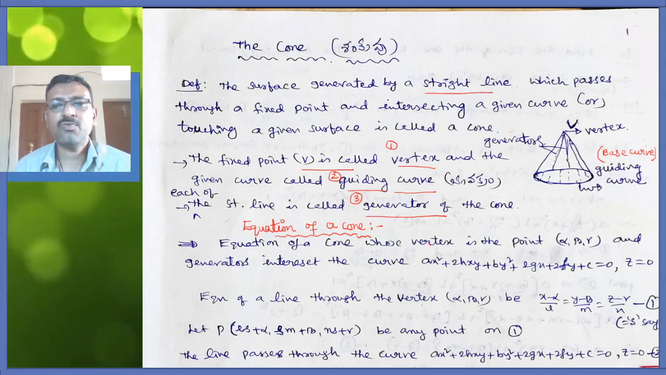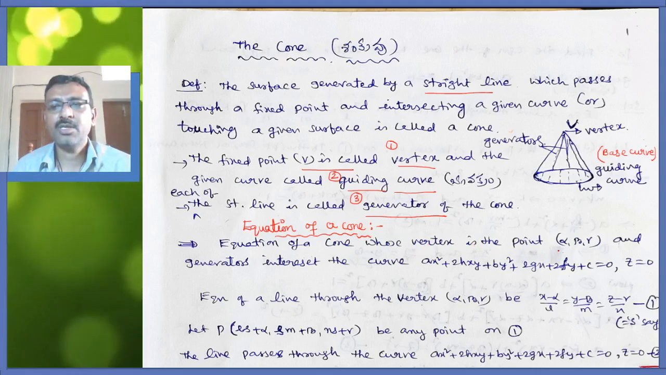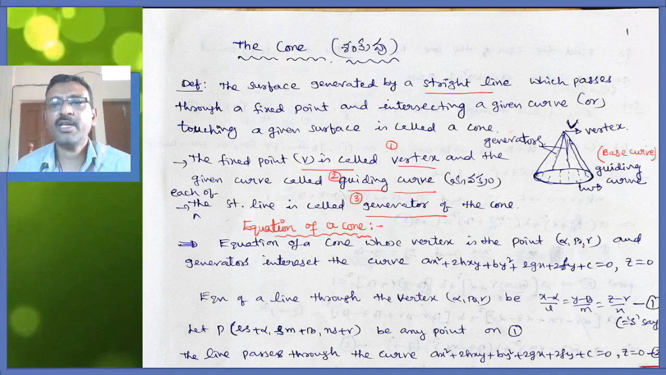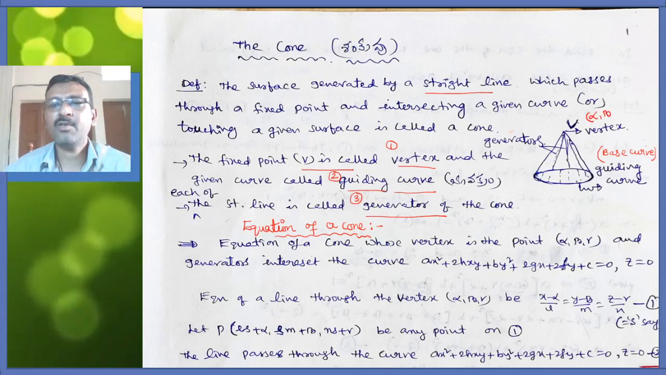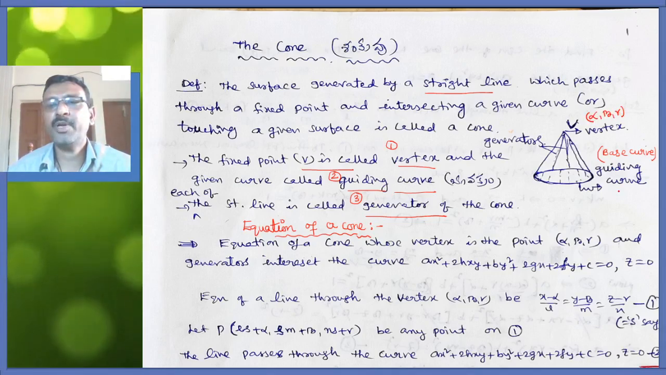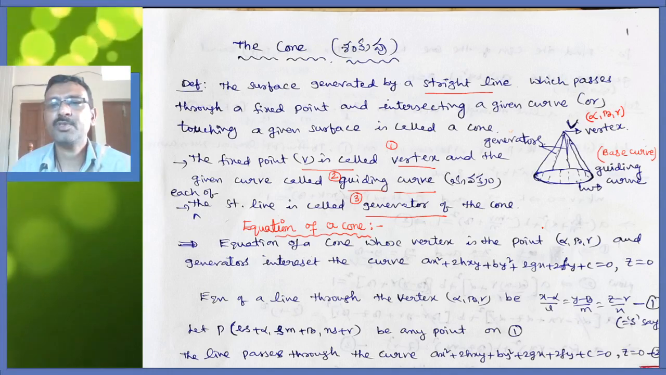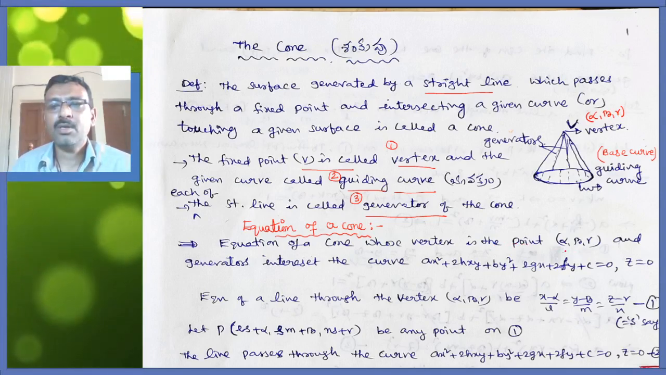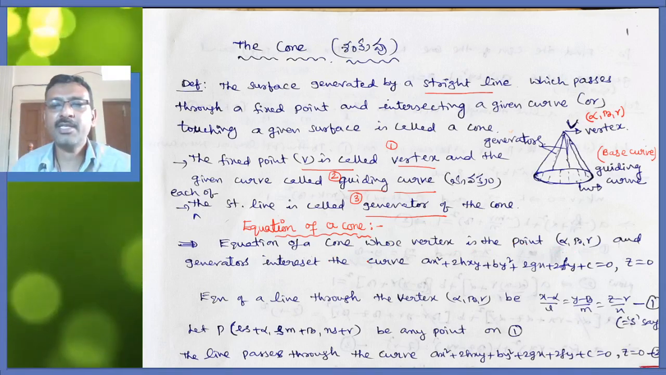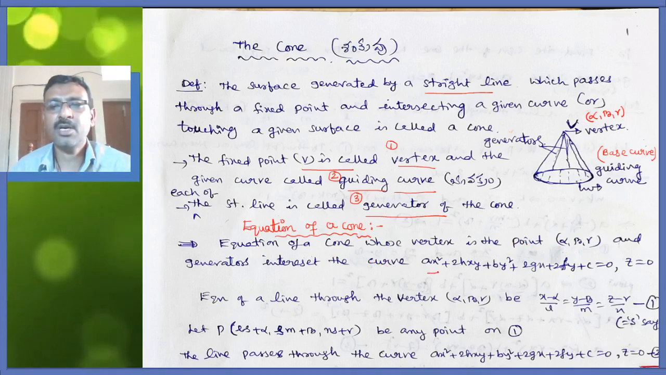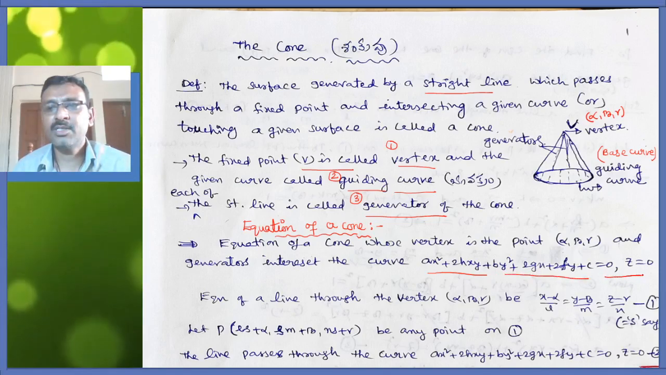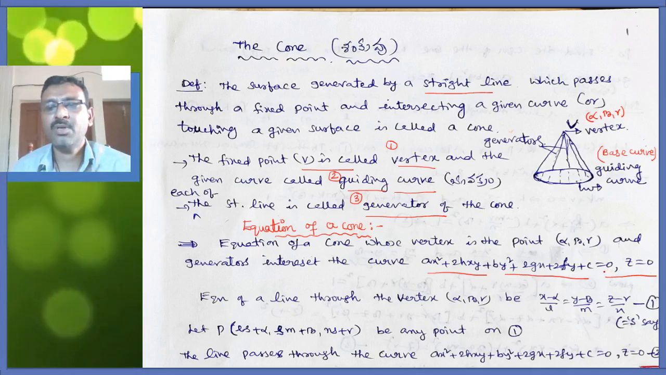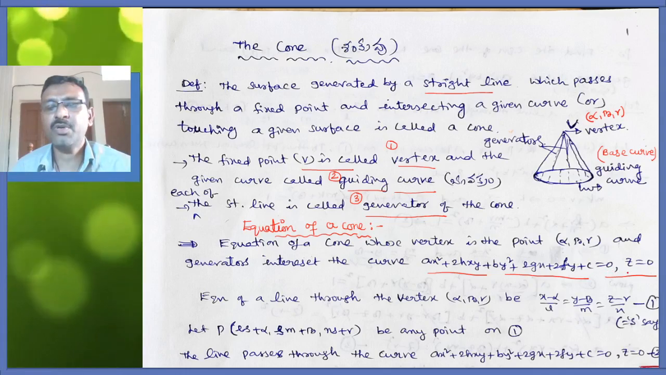of a cone whose vertex is the point alpha, beta, gamma. Here the vertex is alpha, beta, gamma. This is given, this is known. And the generators intersect the curve. So this is the curve. Here the curve is denoted by two equations. The two equations define a curve, or a curve is represented by these two equations.